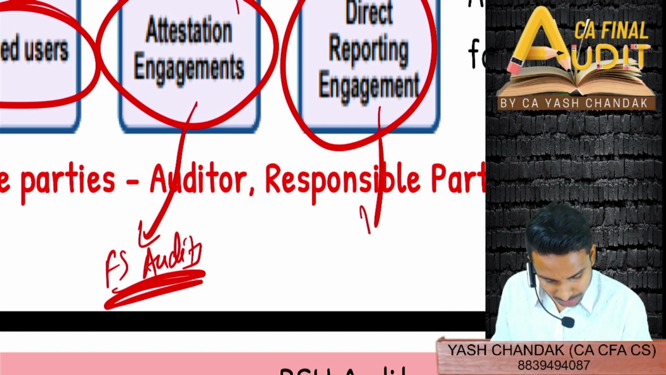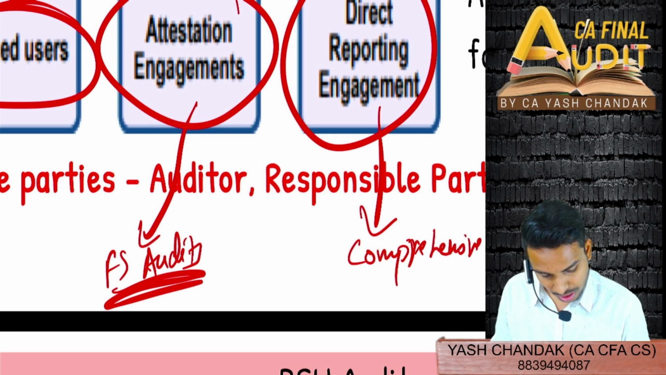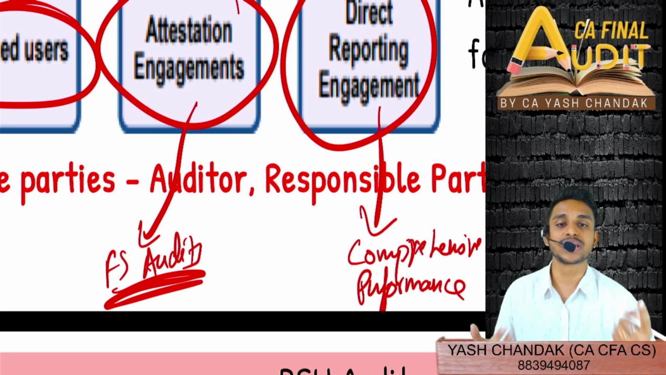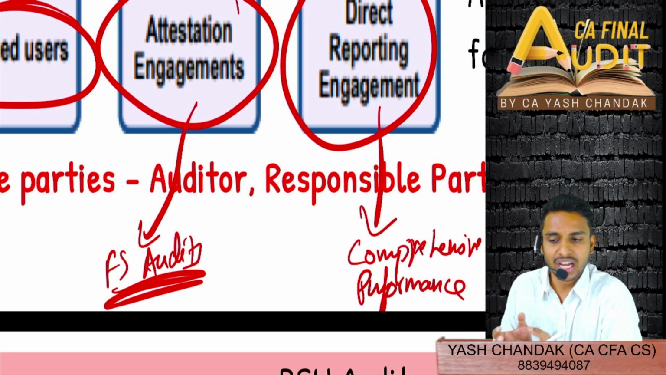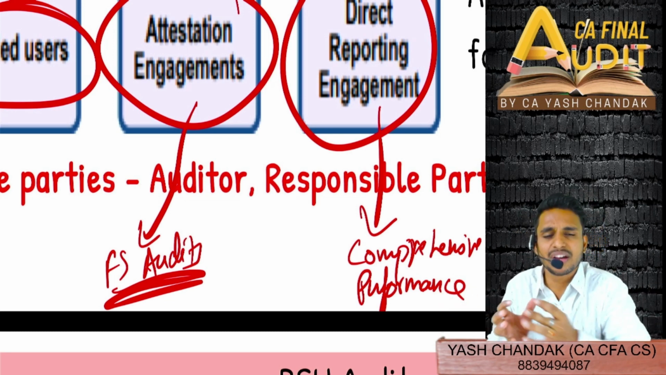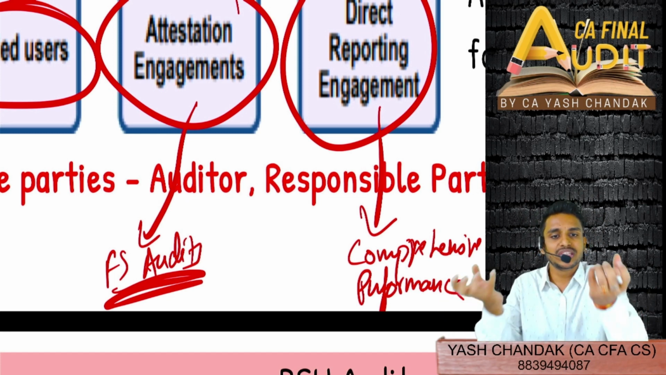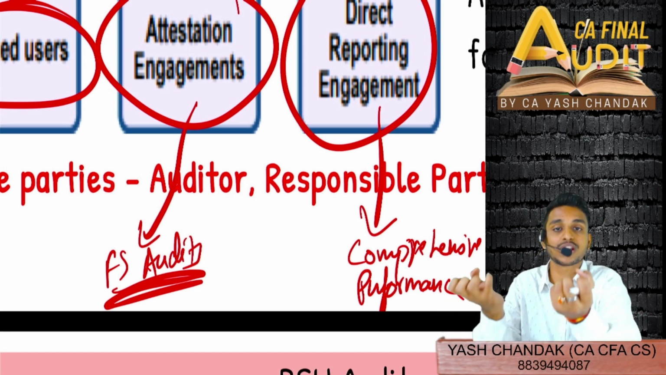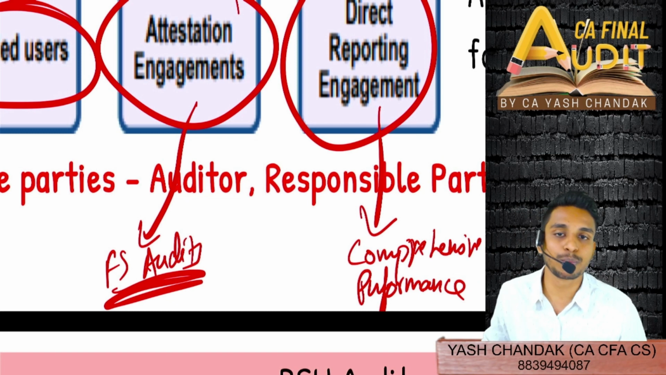And direct reporting engagement is like the comprehensive audit, or let's say the performance audit. These are audits of direct reporting engagement, where we are given certain data. We only have to compile the data, prepare the data and come out with the information. We have to extract the information out of the data, and then we have to report accordingly.